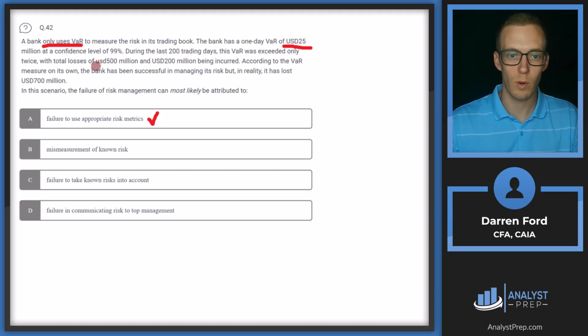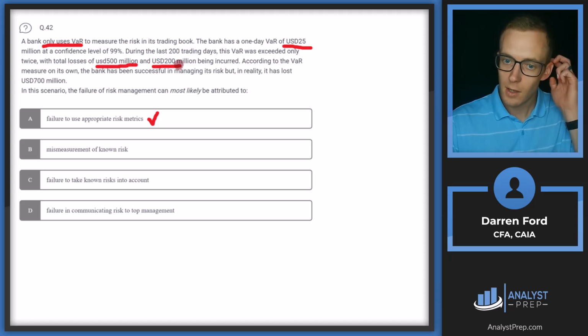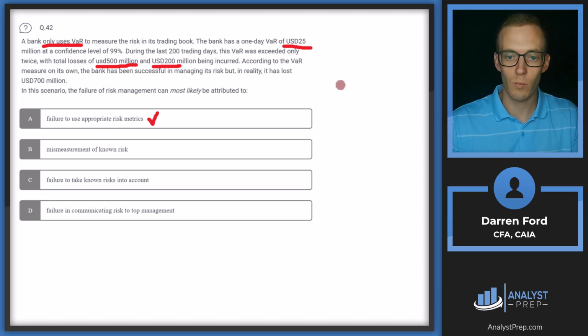So when we're incurring losses, 500 million and 200 million, those losses are what we would call really far left tail losses. And so we're not utilizing any metric or measurement to understand the magnitude of losses that's possible. So A sounds like it could be our answer. Let's make sure we can rule out the others though. B, mismeasurement of known risk. We're not mismeasuring the VAR. The problem is we're just not using anything else outside of that. So I think we can rule that out.